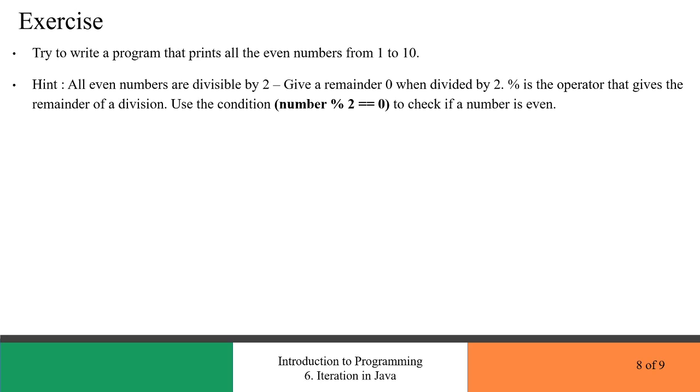All of the even numbers satisfy the condition that they are divisible by 2, which is, on performing a modulo operation of the number by 2, the result is 0. You can use this condition to check if the number is even and print it.